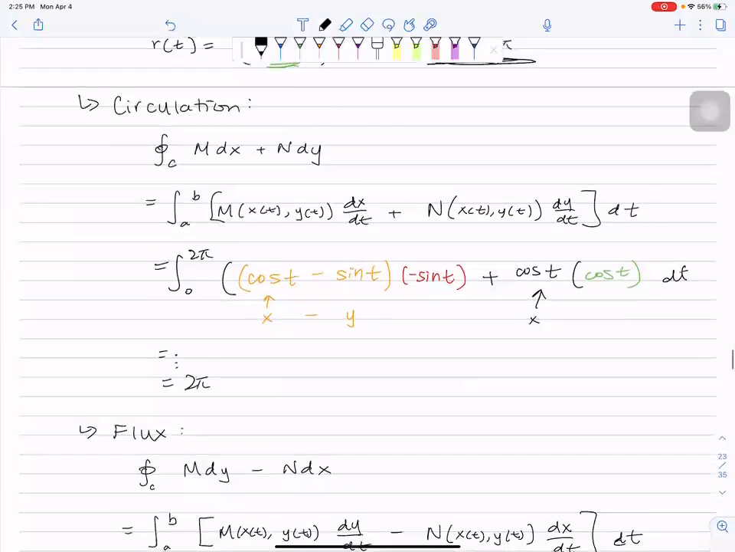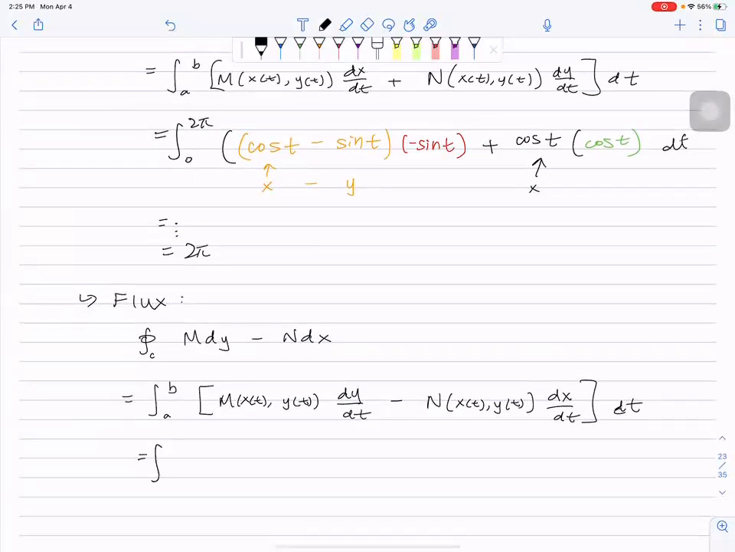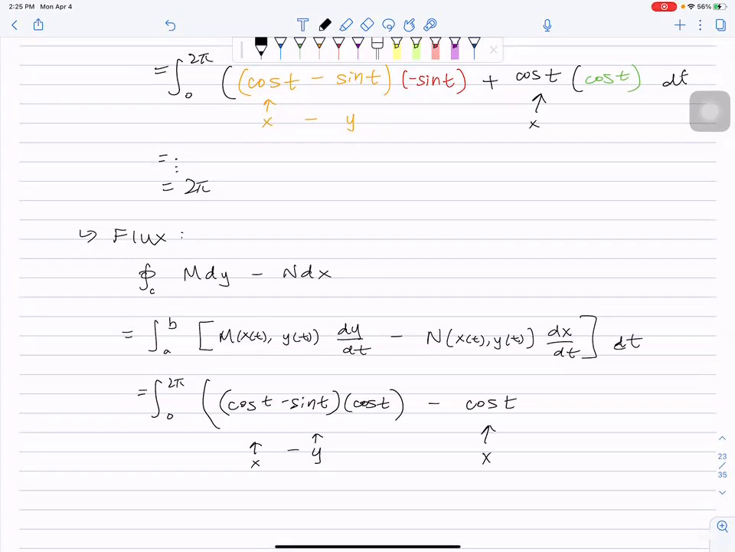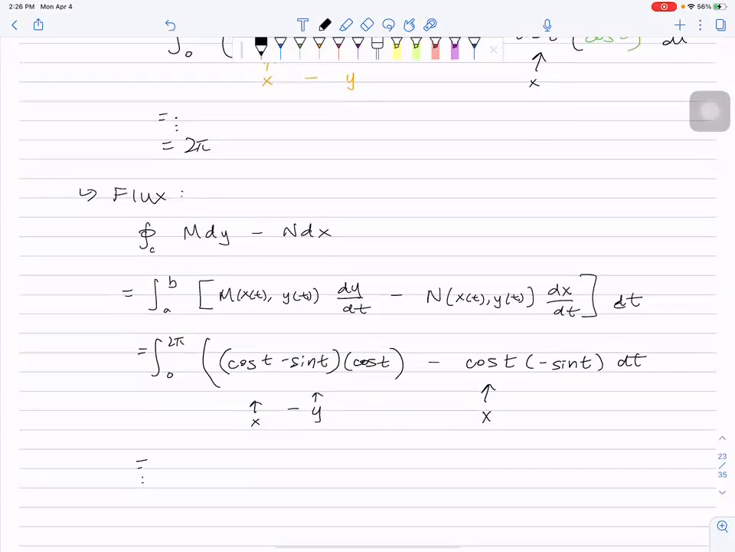For flux, we have a slight difference now. It's still 0 to 2 pi, but M is x minus y, right? So it's still going to be cosine t minus sine t. But now our dy should be cosine t, because y was sine t. And then minus N, this is still cosine t because it's just x. But now the derivative of x should be negative sine t dt. Okay, and that will give you pi.